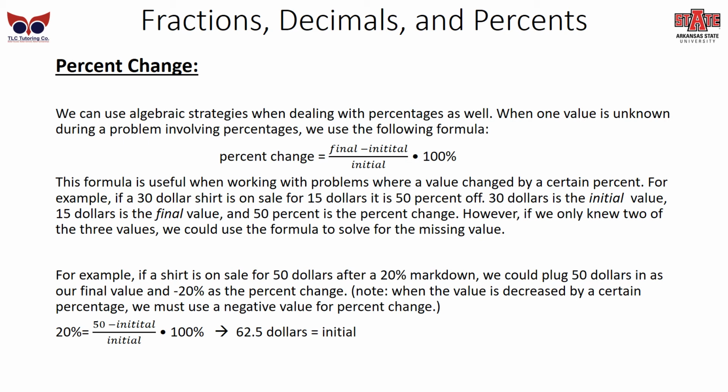So, let's say a shirt is on sale for $50 after a 20% markdown. What if we want to know what it initially sold for? Well, you could plug 50 in as our final value and negative 20 as the percent change. Note, the value went down, so it's negative. If this was a markup, it would be a positive number. So negative 20 equals 50 minus initial over initial times 100. When you rearrange that, that's going to be $62.50. That's the initial price.